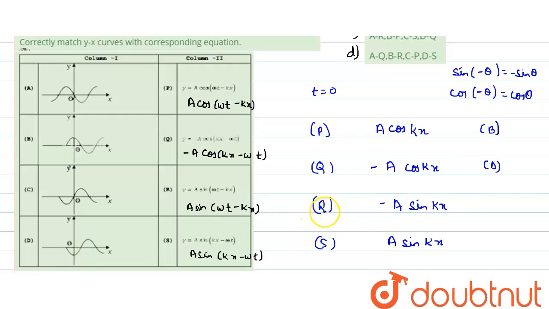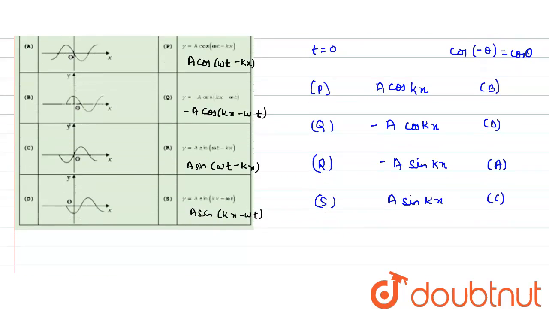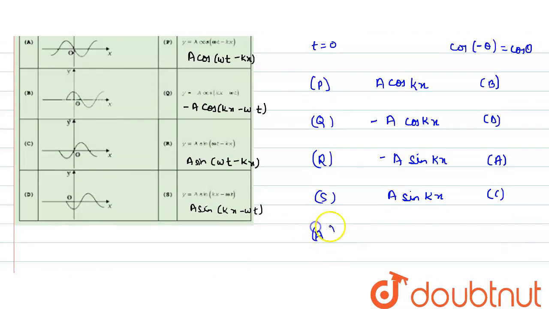Okay. Similarly, we see with R. So R is minus times a sin curve, a minus of the sine curve. So it would be this a. And if we check for our sine curve, a sin kx for the S, it is just a sine curve. So the sine curve is our C. So we can say that A matches with R. Then our B matches with P. Similarly, C is matching with S, and our D is matching with Q.